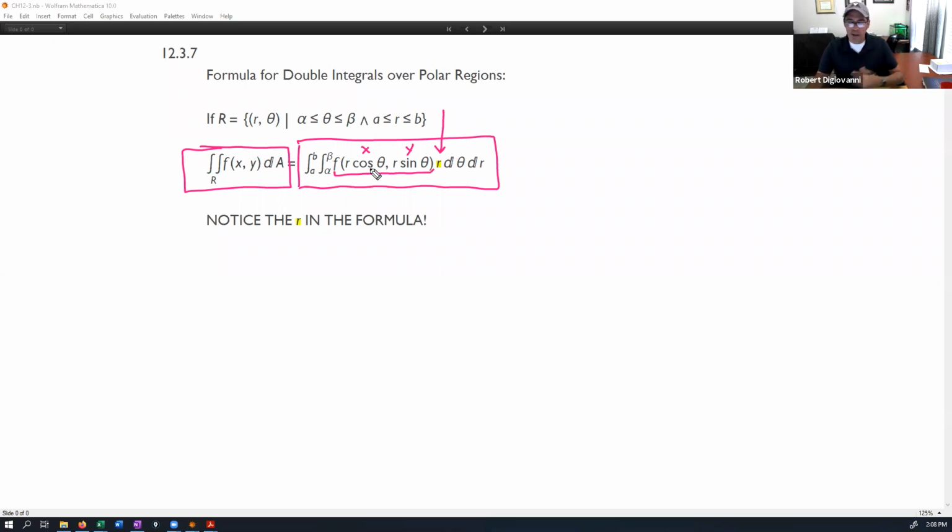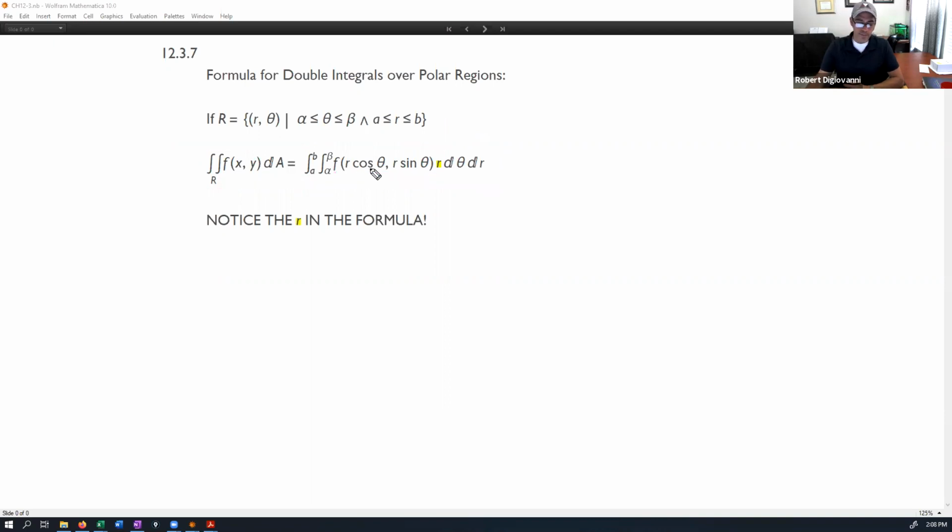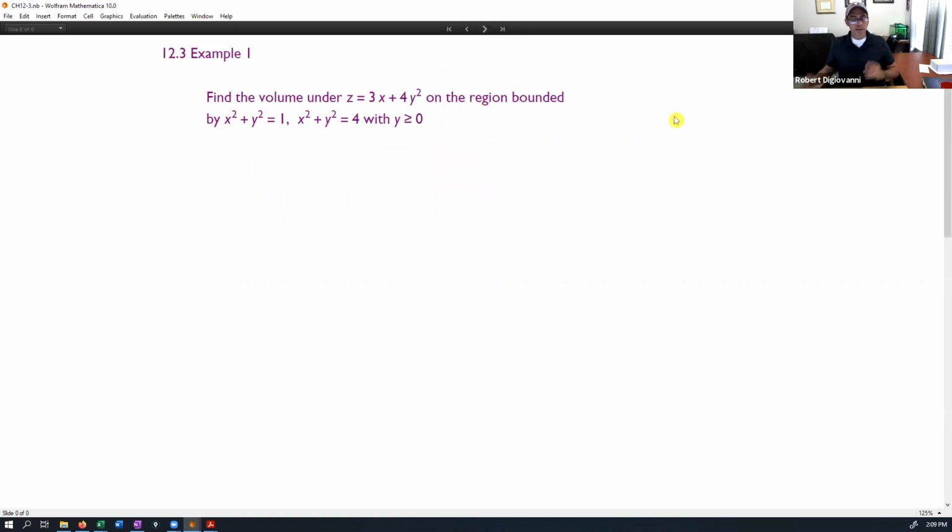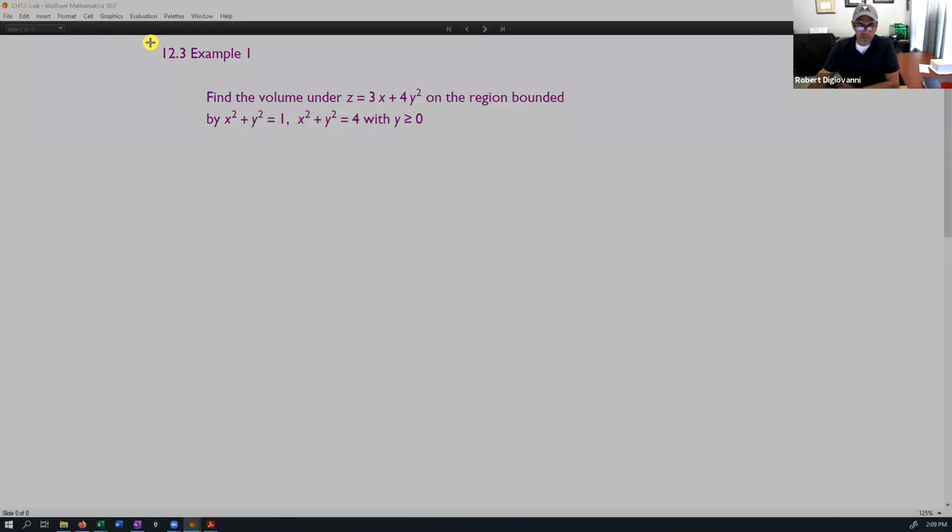Okay, I think it's always best to just see this in action. Find the volume under this surface, z equals 3x plus 4y squared, on the region bounded by x squared plus y squared equals 1, x squared plus y squared equals 4, with y greater than 0. All right.